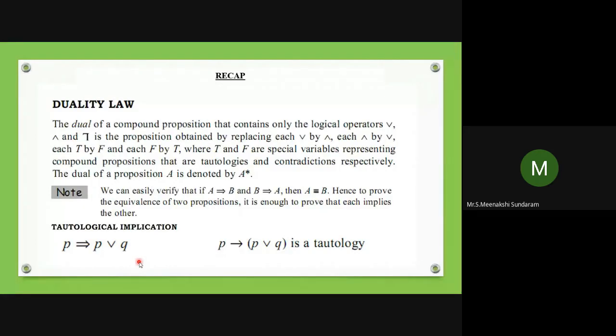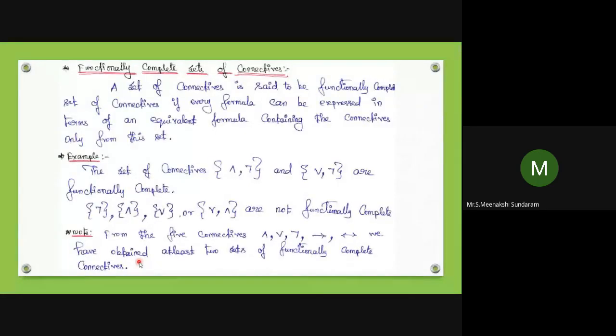Now we are going to functionally complete set of connectives. A set of connectives is said to be a functionally complete set of connectives if every formula can be expressed in terms of an equivalent formula containing the connectives only from this set. For example, the sets of connectives conjunction and negation, and disjunction and negation, are functionally complete, because we have studied till now conjunction, disjunction, conditional, biconditional, exclusive or, NAND, NOR.